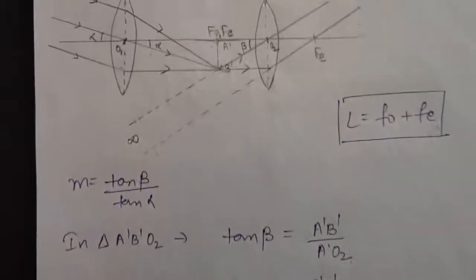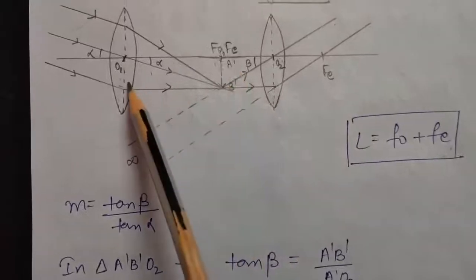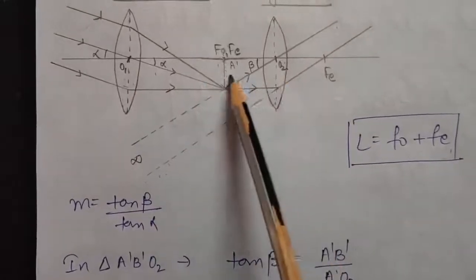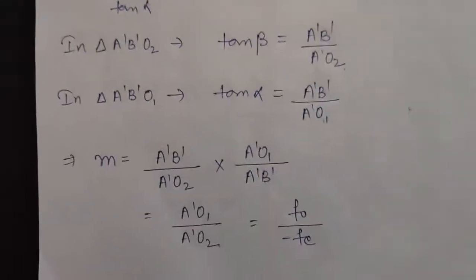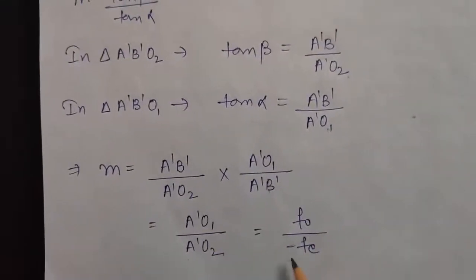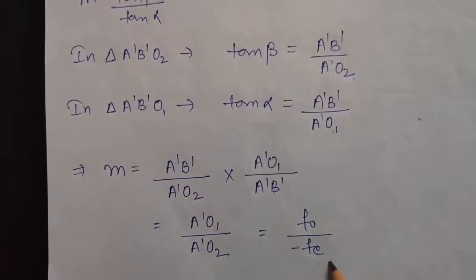Now again if you look at the figure, A dash O1 is nothing but F0, and A dash O2 is nothing but minus FE. So just putting the values, you will get the magnification to be F0 upon minus FE.